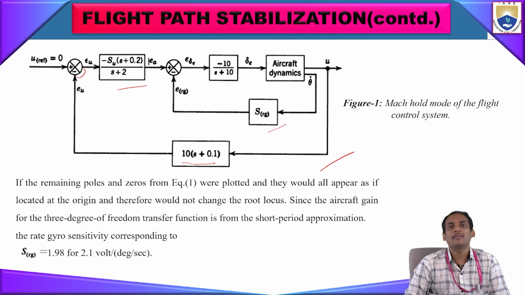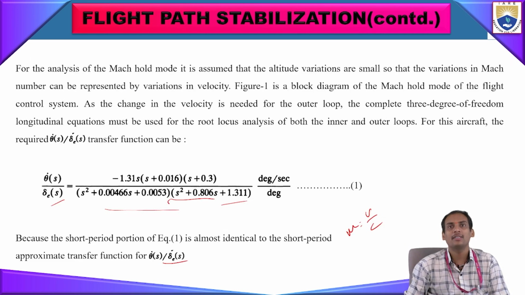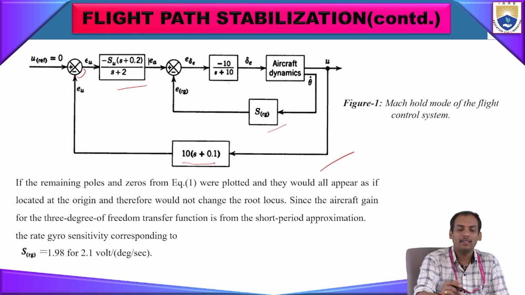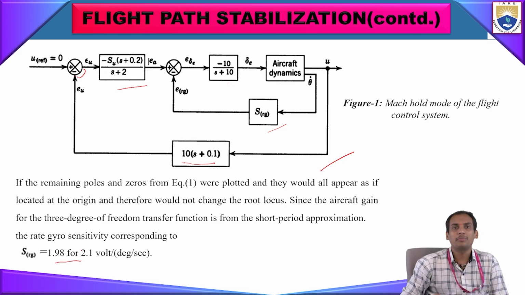So the remaining poles and zeros of equation one, like poles and zeros means what? Poles means real values and zeros will be imaginary values. If it is plotted, they would appear as if located at the origin, and therefore would not be changed with root locus. So since the aircraft gain for the 3 degrees of freedom transfer function is from the short period approximation, the rate gyro sensitivity will be designed at around 1.98 to 2.1 volt per degree per second.